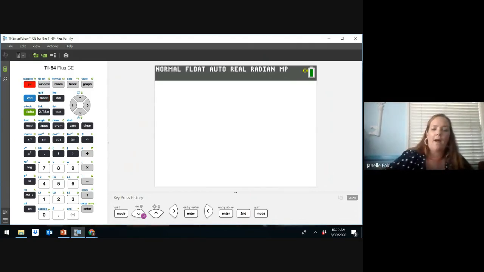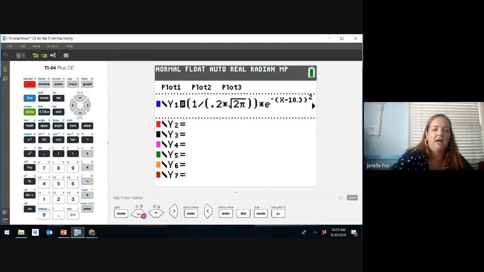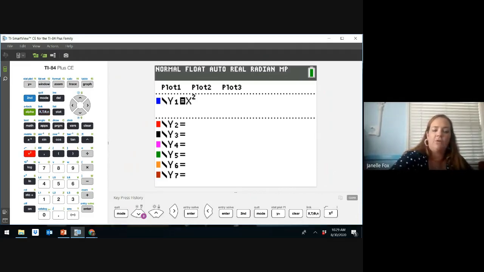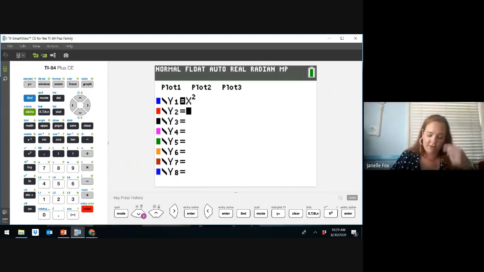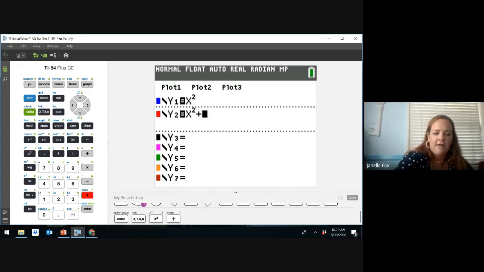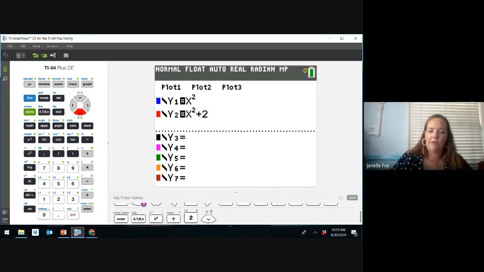We're going to go to y equals, and I had something crazy in there. If you have something in there, you can get rid of it by pushing clear. I'm going to very simply type x squared. So x, and then there's a beautiful squared button. Then you can hit enter or use the arrow down; either one will work. I'm going to do another one right here: x squared plus 2. This time I'll use the arrow to go down.